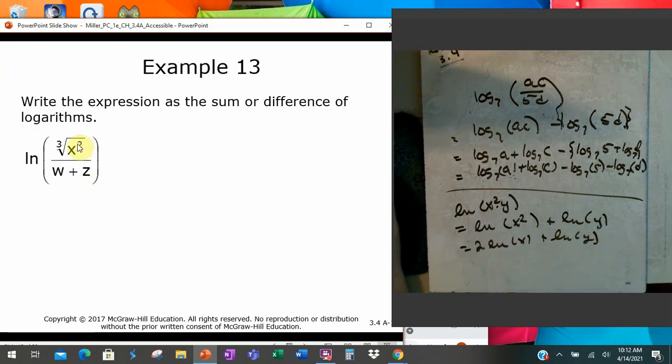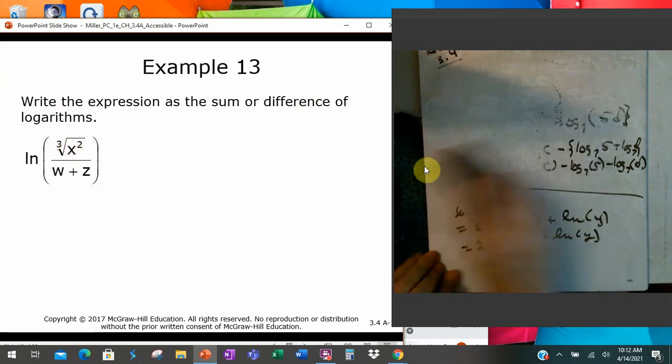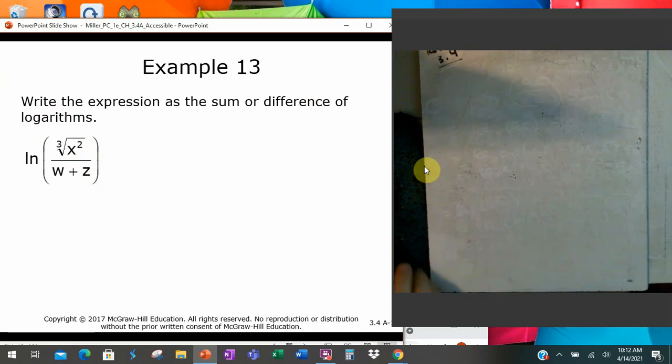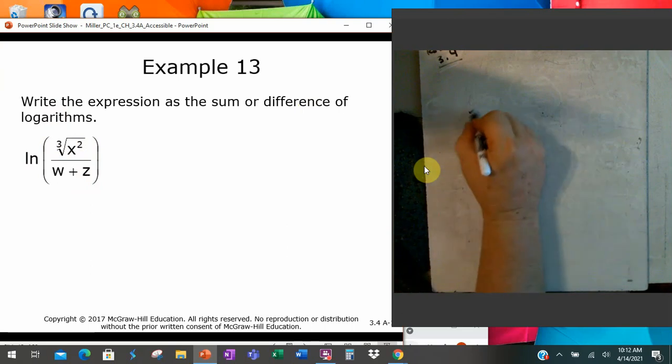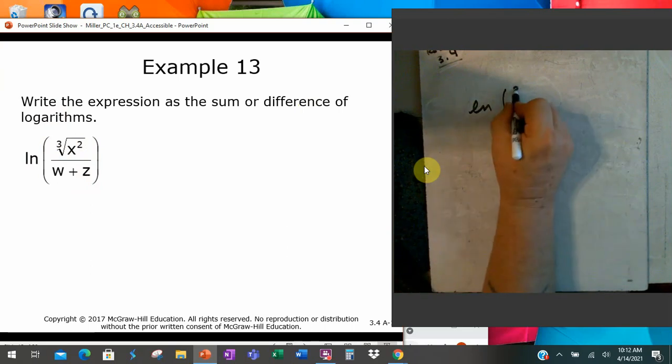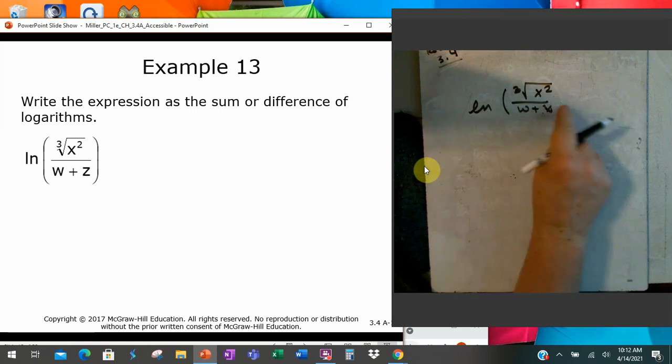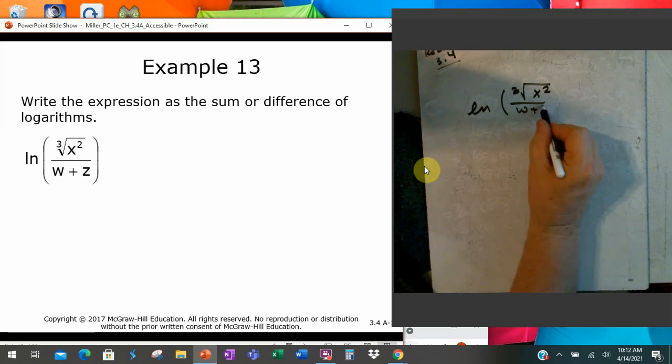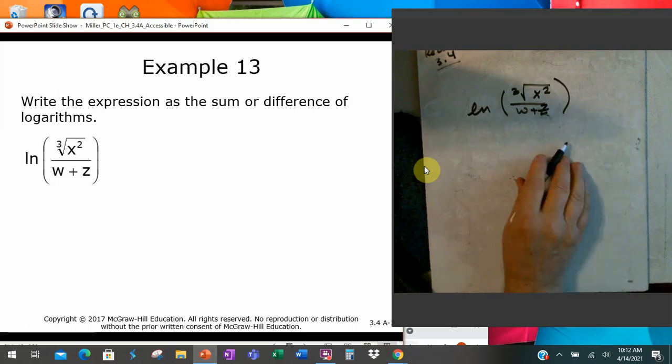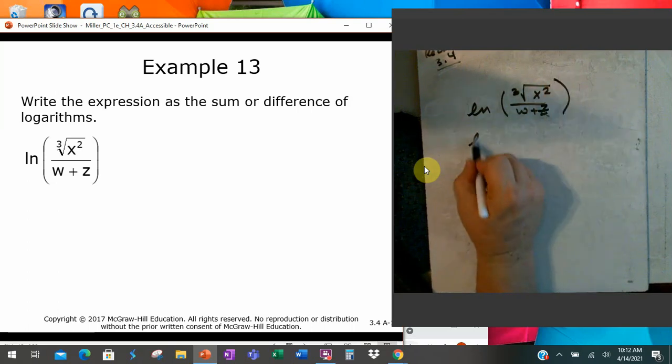Here again, we see the radical. We need to represent that radical as a rational exponent before we do any logarithmic simplification. So the ln of the cubed root of x squared over w plus z. Okay, the top minus the bottom.